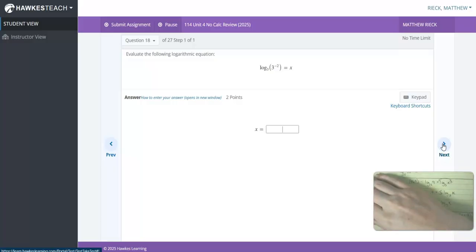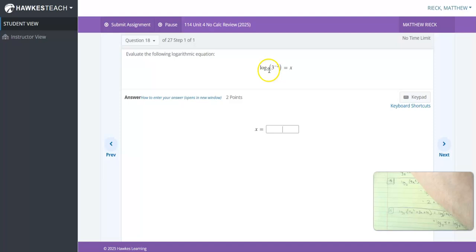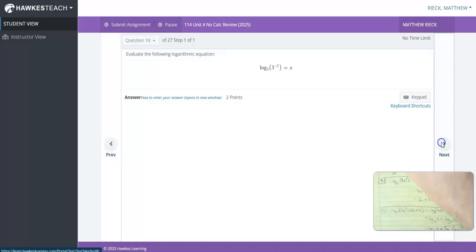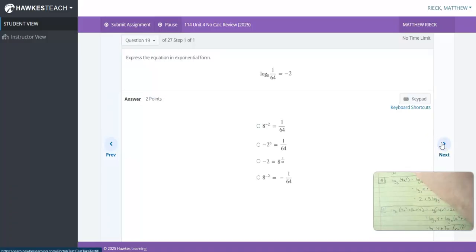All right, so yeah, again, when you have the log of the same base as the base of your exponent, the log and the base of the exponent cancel out, so we're just going to have negative 2 equals x. So x equals negative 2 again. All right, again, we've had several of these so far, so we have 8 to the negative 2 equals 1 over 64.